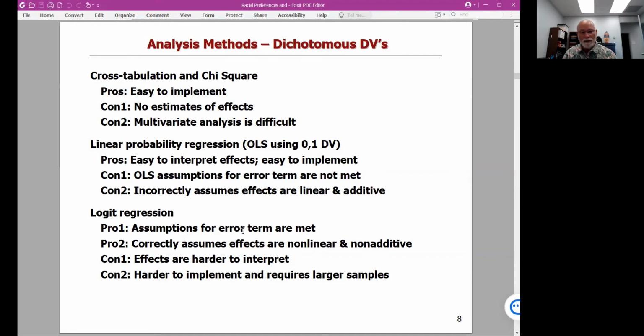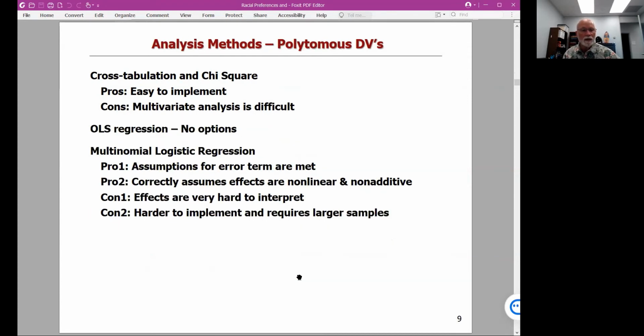Logit regression is an improvement on some of that for a 0-1 variable. The assumptions about the error term are more appropriate. Effects are assumed to be nonlinear and non-additive, and those are the advantages. It's harder to interpret, so that makes it a little more demanding, and it's harder to implement, taking specialized software, and because it's based on large sample theory, it's hard to do tests unless you have fairly large samples.